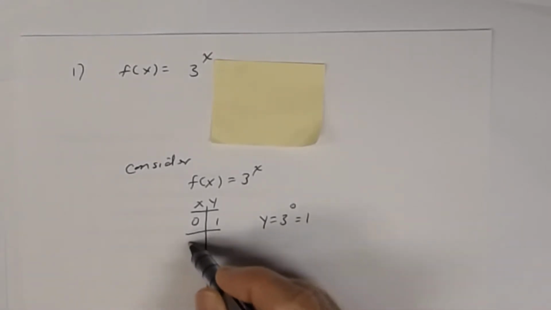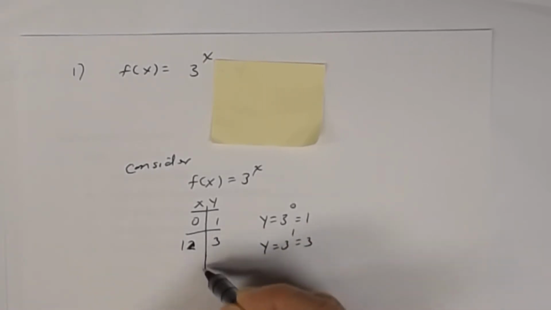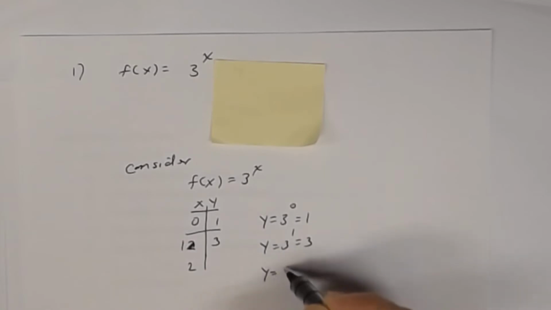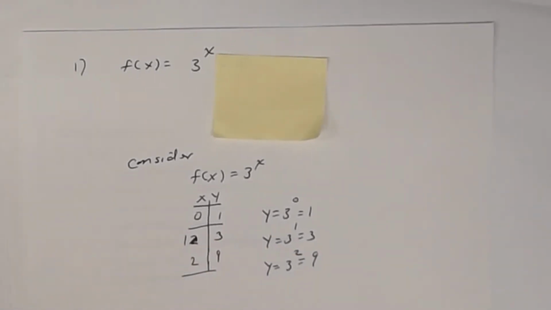If x is, let's do 1. If x is 1, I get y equals 3 to the first, which is 3. If x is 2, I get y equals 3 to the second power, which is 9. So I get the point (2, 9). So these are ordered pairs on the graph of this function.